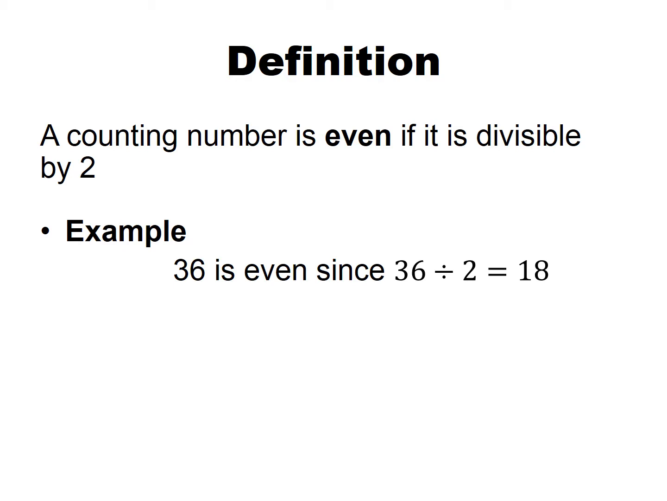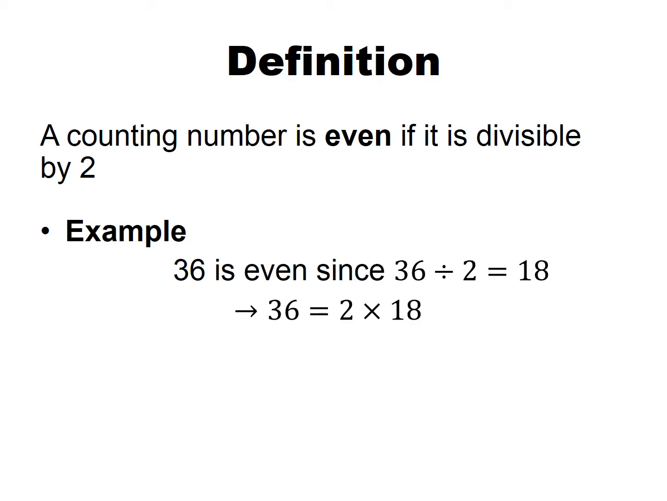Now, another way that we may have determined that 36 is even is to just look at the ones digit, see a 6, and say 6 is even, therefore 36 is even. And that is another way of determining whether a number is even or not. But this is the definition that we're going to start with.